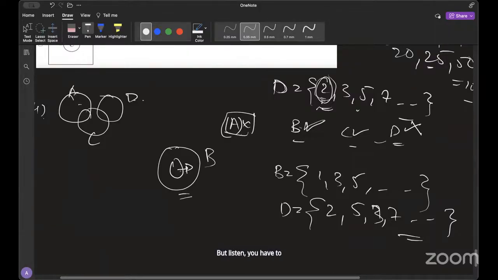This option suggests that D is contained in B. This is what it suggests, right? But D has 2, and 2 is not in B. That means this thing can't be true. That means this option is incorrect.